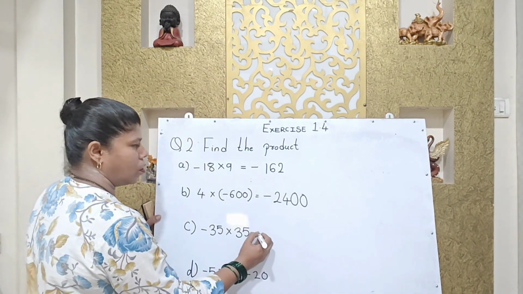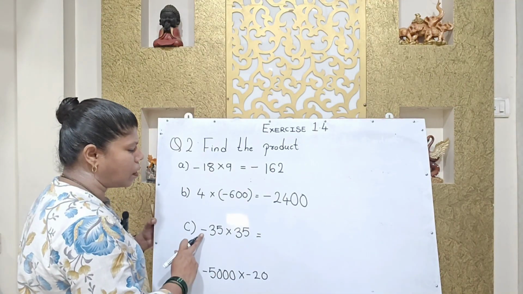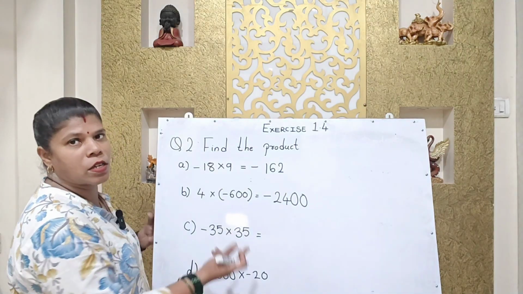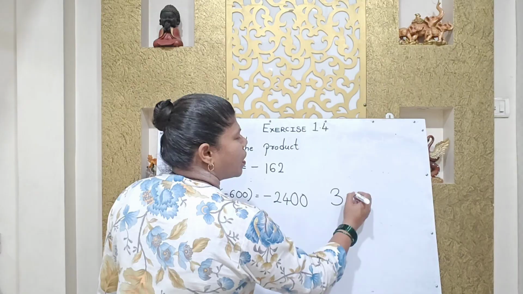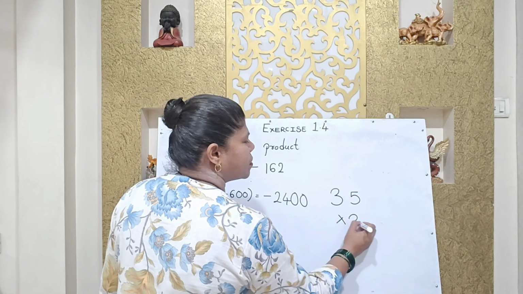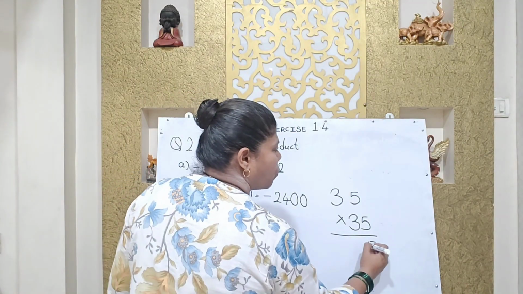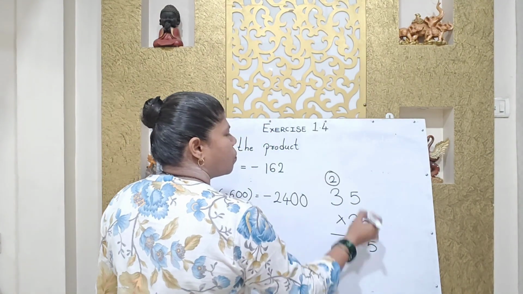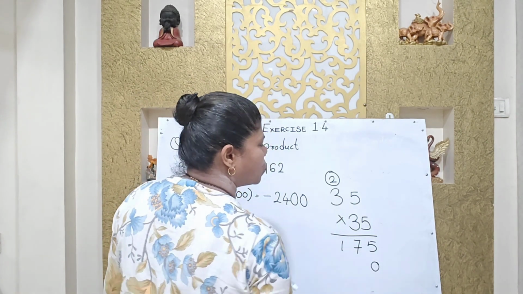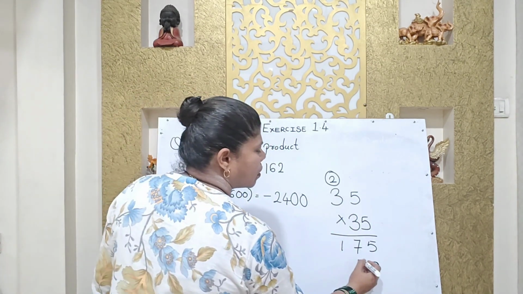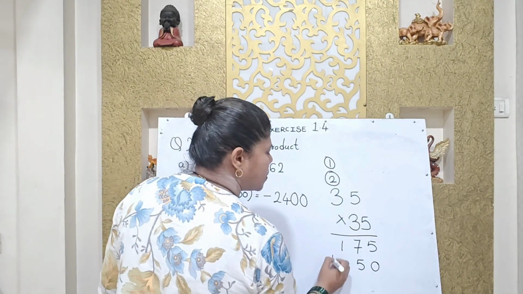Next, here minus 35 multiplied by 35. Again, negative and positive. Negative, positive, you will get the answer negative. So, 35 multiplied by 35. 5 5s are 25. 5 carry 2. 5 3s are 15 and 2, 17. You can write here an addition sign or 0. 3 5s are 15, 5 carry 1. 3 3s are 9 and 1, 10.